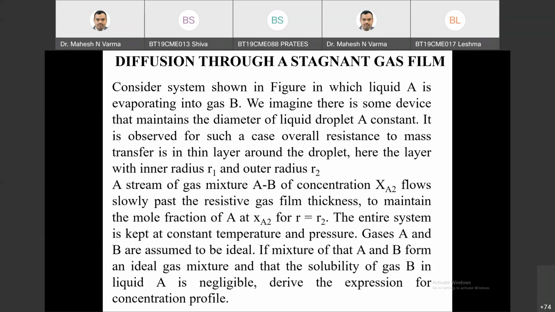Bulk of the fluid through this thin film. Let's read the problem.